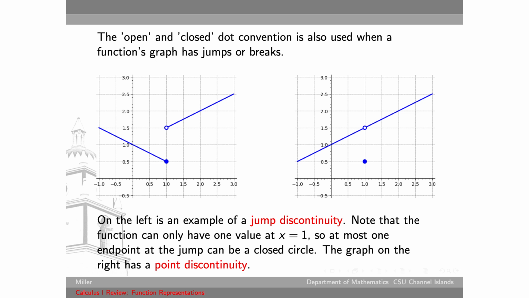The open and closed dot convention is also used when a function's graph has jumps or breaks. On the left is an example of a jump discontinuity, something we'll study more in this course. Note that the function can only have one value at the input x equals 1, so at most one endpoint of the jump can be a closed circle. The graph on the right has a point discontinuity.